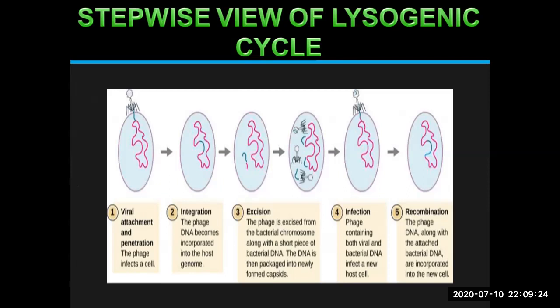Stepwise view of lysogenic cycle. First, viral attachment and penetration. Second, integration. Third, excision. Fourth, infection. And fifth, recombination.